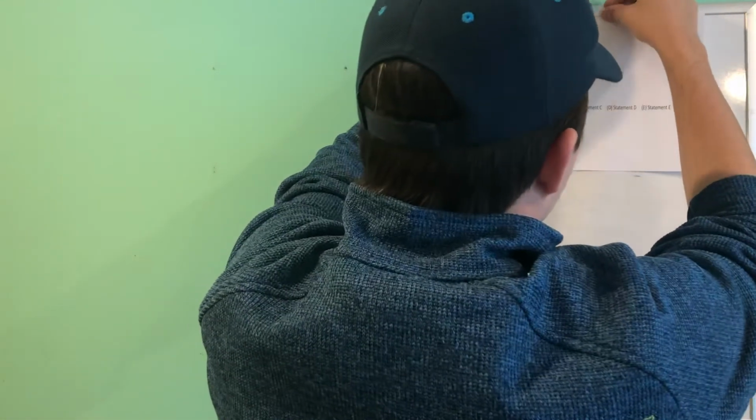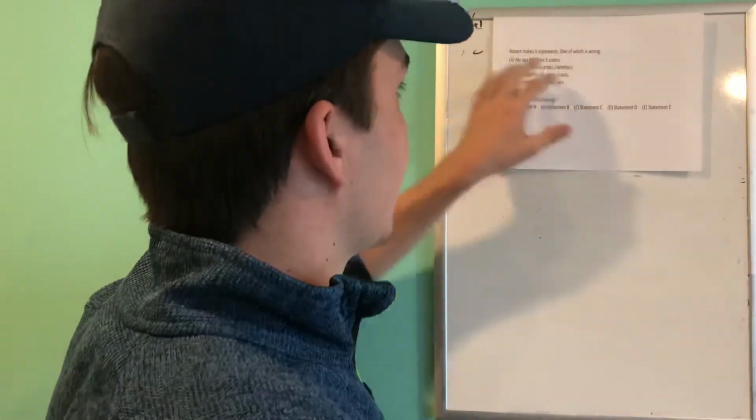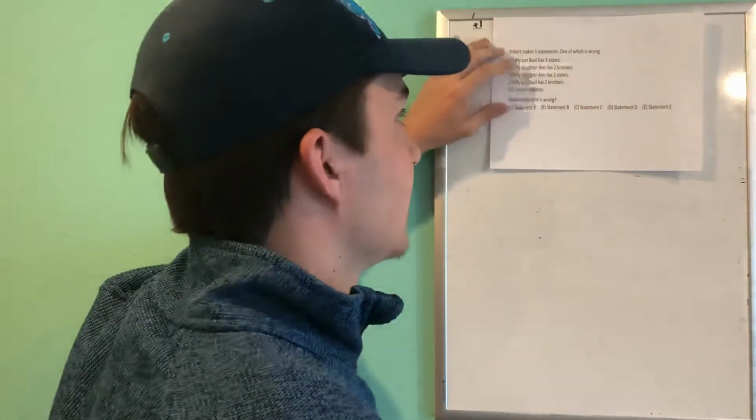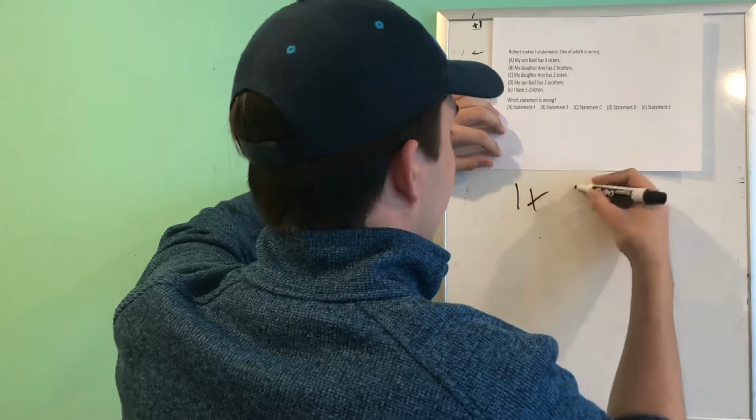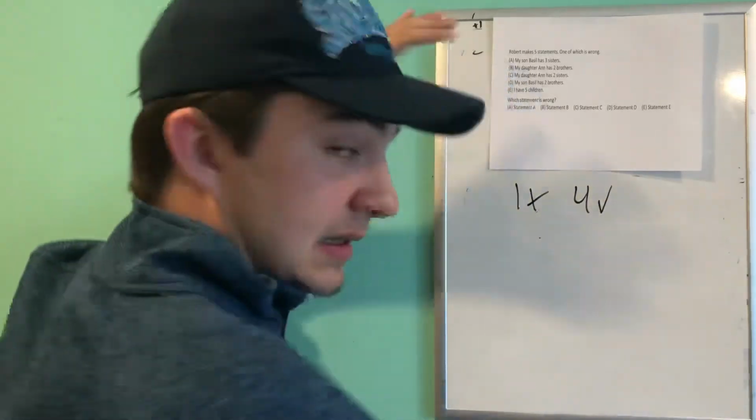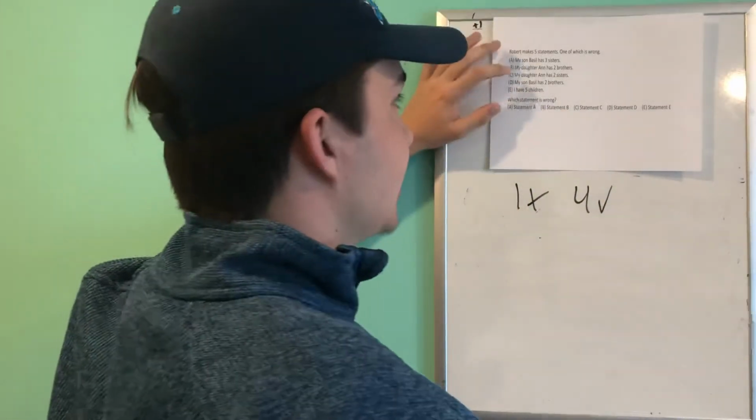Whoa, almost dropped that one there. Question number 3. This one is the trickiest we have, but we got it. Robert makes 5 statements. 1 is wrong. So we know one of them is wrong. Out of all 5, 1 is wrong. So he has 1 wrong and 4 correct. Let's read each scenario and picture it.